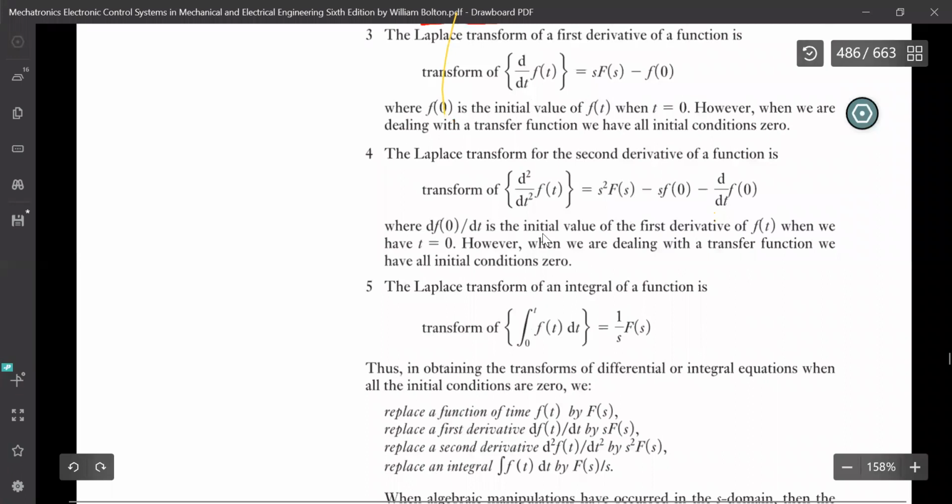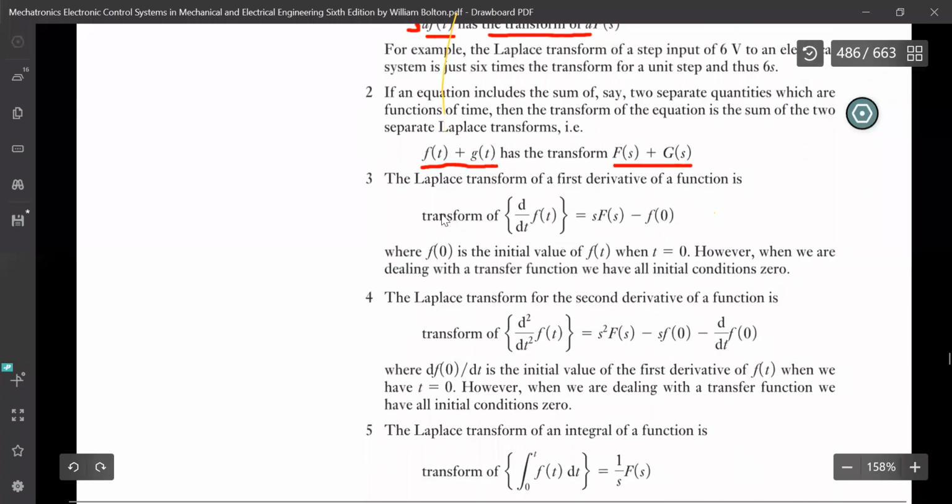Now this is important. The Laplace transform of a first derivative of a function, dy/dt of f(t), is equal to, if you have any function in the derivative form, then this can simply be written as s times F(s) minus f(0). f(0) doesn't have any meaning over here because I already told you that in the Laplace transform the initial conditions are 0. So if there is a differentiation, it is simply written as s F(s).